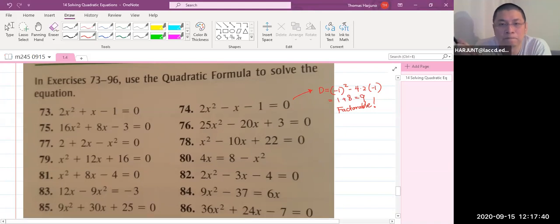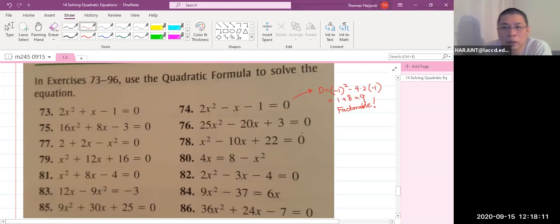Let me say it again. If the discriminant is a square number, it means it is factorable. Okay, then try to factor it. So Thomas, what happened if I try to factor it, I still don't get it? Then, okay, go on with your quadratic formula, but I will penalize you 1 point.